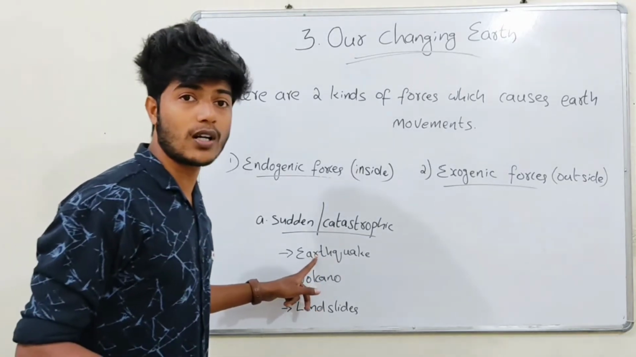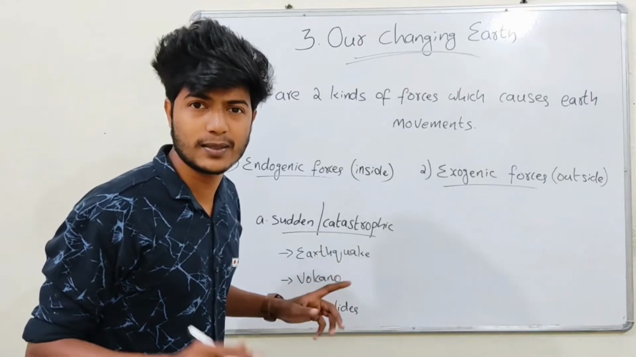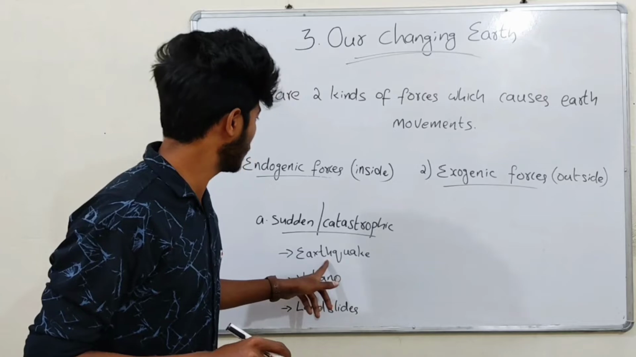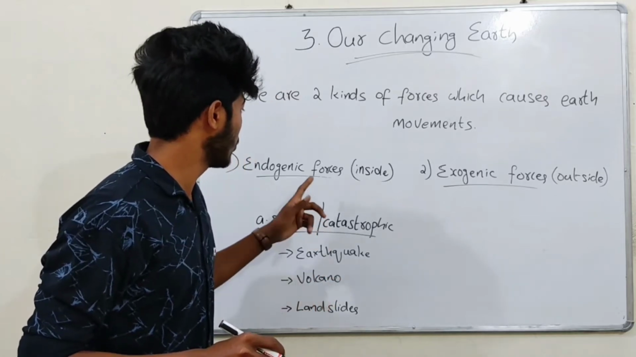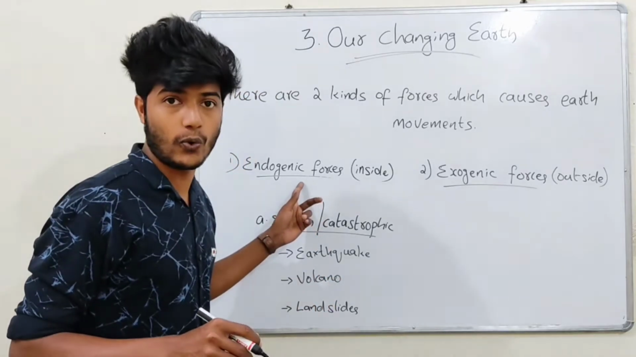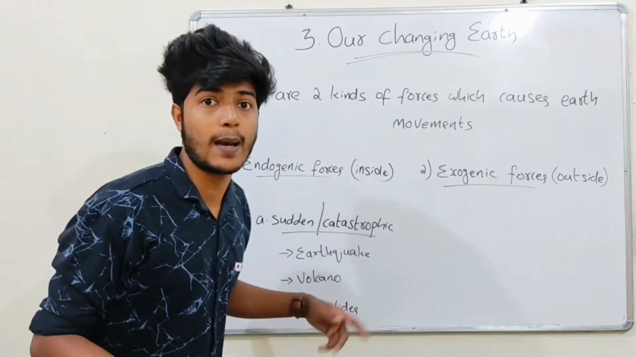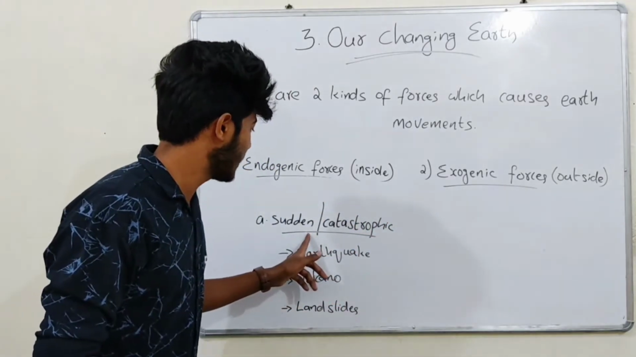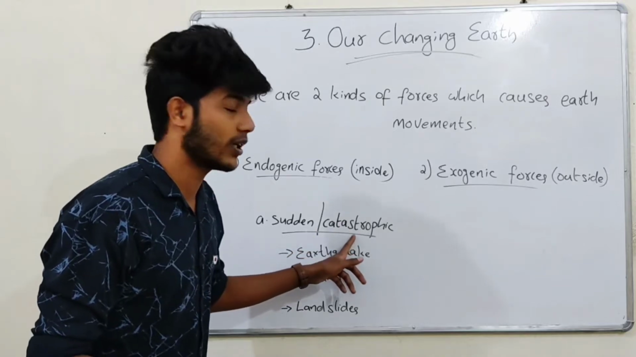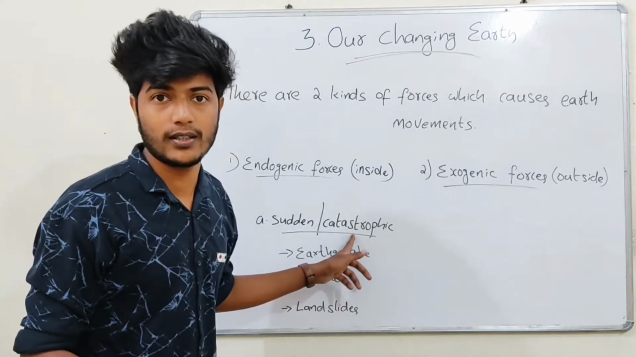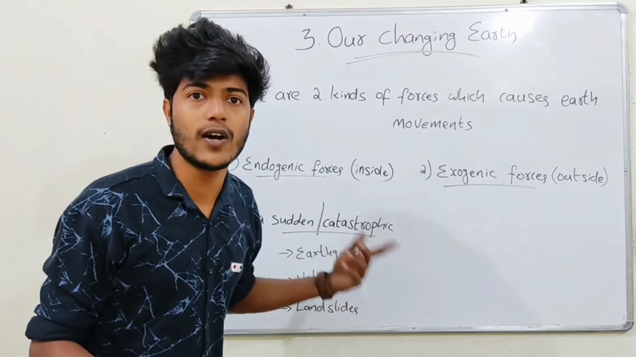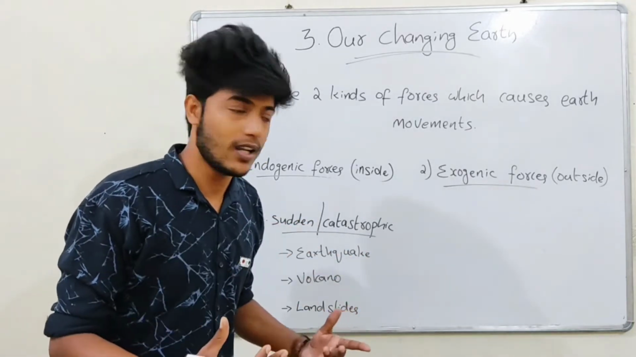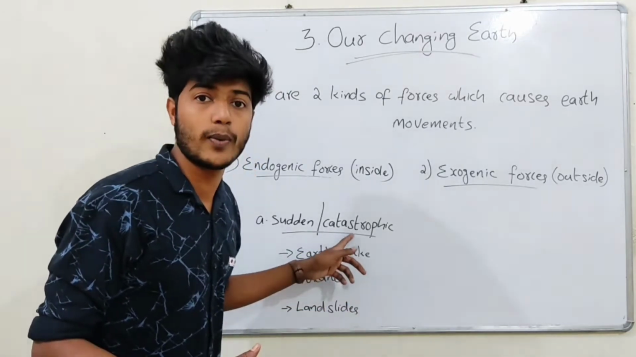All of you know what an earthquake is. Earthquake is simply the shaking of the earth. Now listen, earthquake is caused by endogenic force because earthquake is happening inside the earth. And earthquake is an example for sudden or catastrophic movement. That means earthquake is fast. It is not slow. It is a sudden or a catastrophic phenomenon.